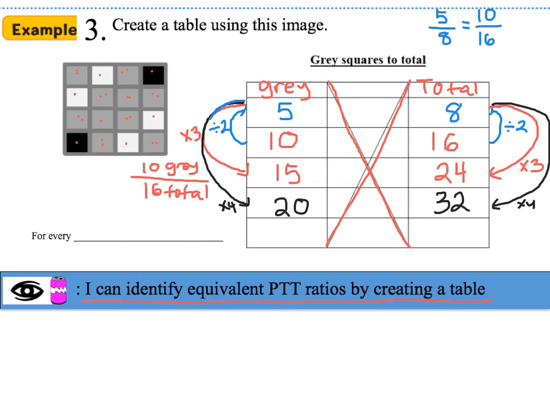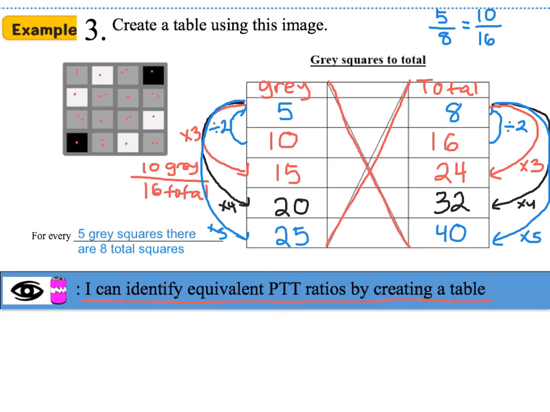Let's go ahead and multiply and scale forward one more time. So 5 times, this would be 5 times 5. And multiply 8 times 5 right here. So 5 times 5 gets me 25 gray squares to a total of 40 squares. So to write this with ratio language, I can say for every 5 gray squares, there are 8 total squares. Now that was the reduced form.